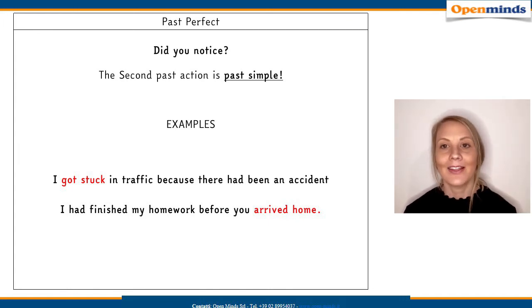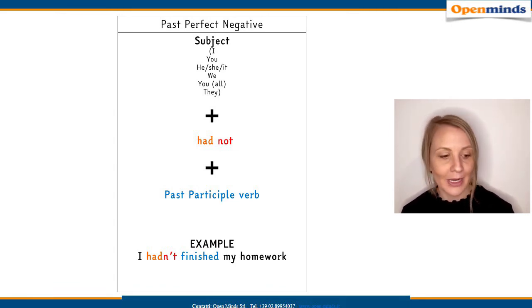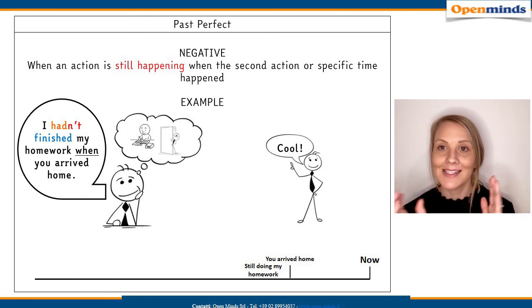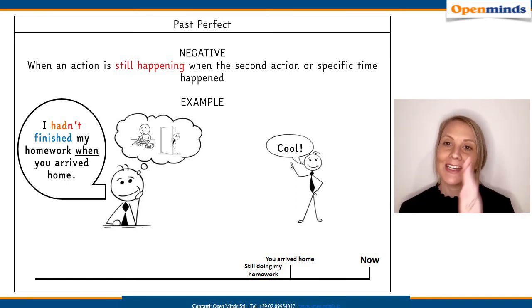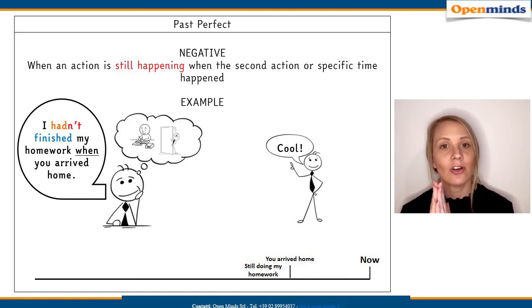Okay, let's have a quick look at the negative. Now, for negative, we put not after had. For example, I hadn't finished my homework before you arrived home. So this tells us that that first action is still happening when the second action happens. So it started before the second action, but it's still happening when that second action happens. So they're happening at the same time.